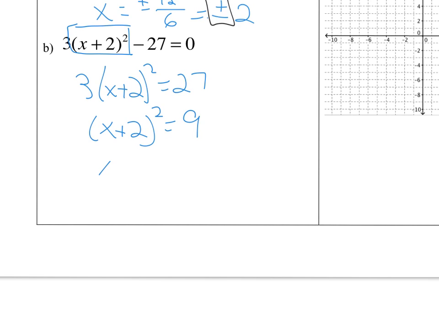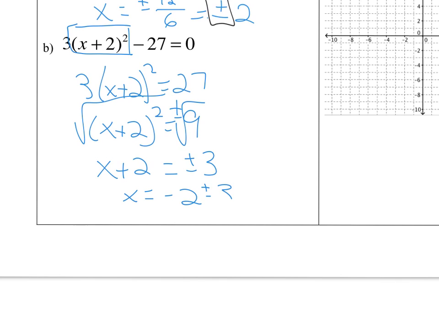Take the square root. What do I have to remember every time I take the square root of both sides? Every time, plus or minus. Plus or minus 3. Subtract that 2. Don't mess up that last step. We see that happen more often than we should. And then if you can finish, which in this case you can do a little more, do the problem. So negative 2 plus 3, that's 1. Negative 2 minus 3, that's negative 5. Those are your answers.